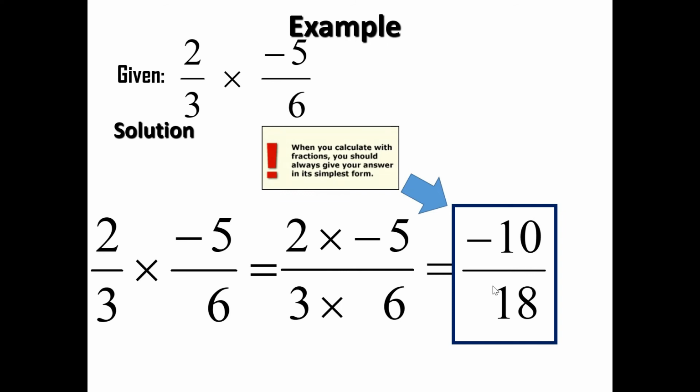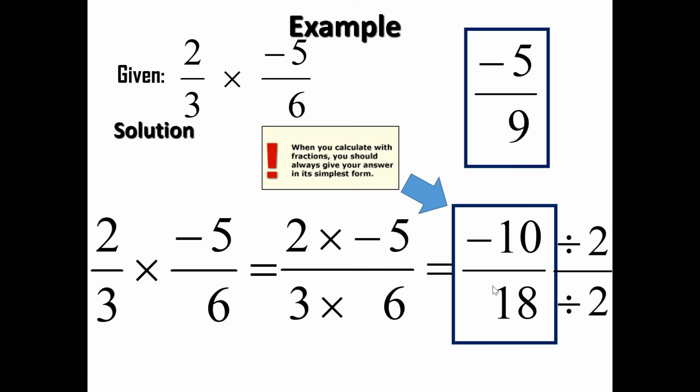-10/18, gaya doon sa nauna, kailangan ang ating sagot ay nasa simplest form. When you calculate with the fraction, you should always give your answer in its simplest form. Ang gagawin natin ulit, kunin natin common factor, at ang common factor nila ay 2. So 10 divide 2 and 18 divide 2. So we got -5/9. And -5/9, yun na po yung sagot natin.